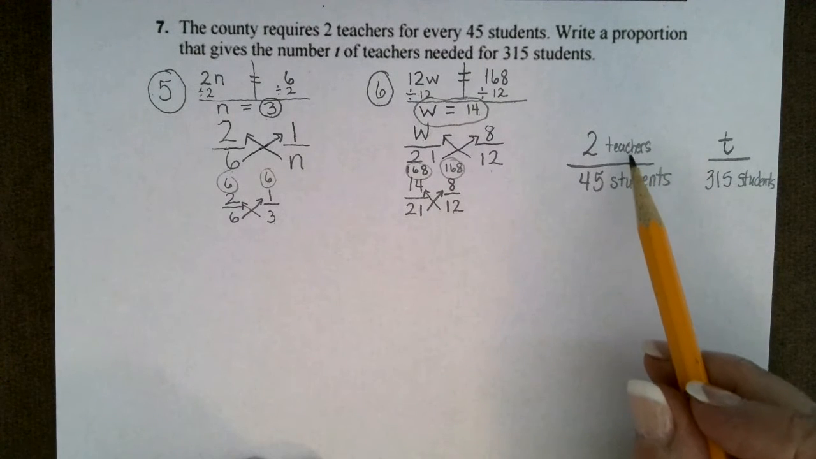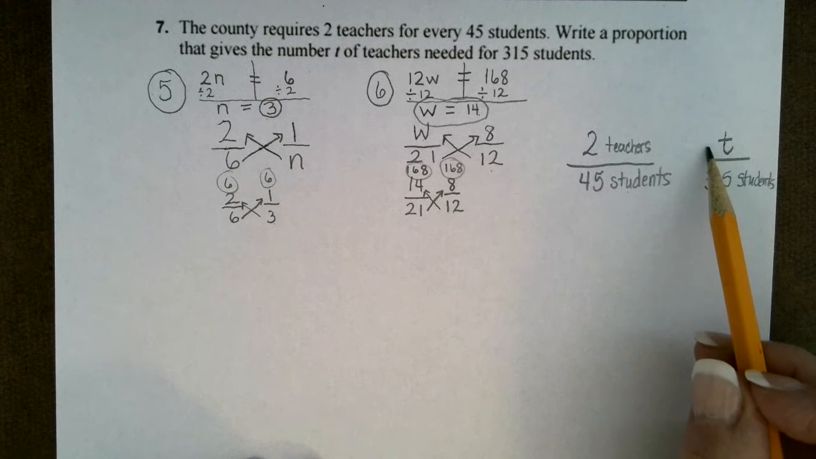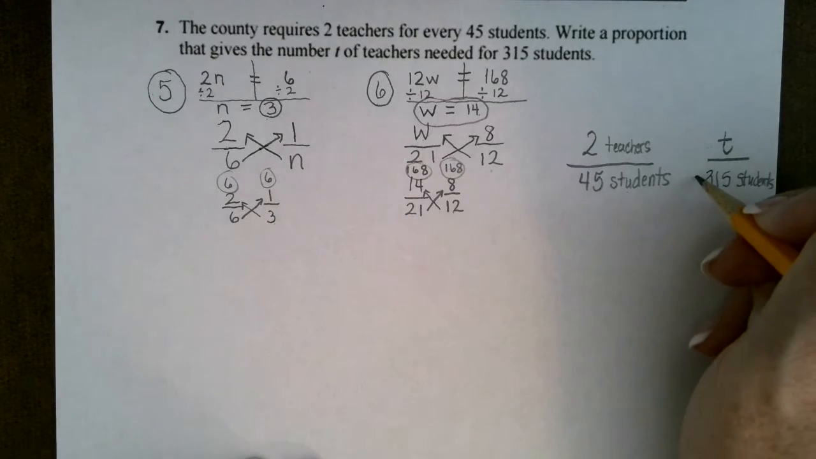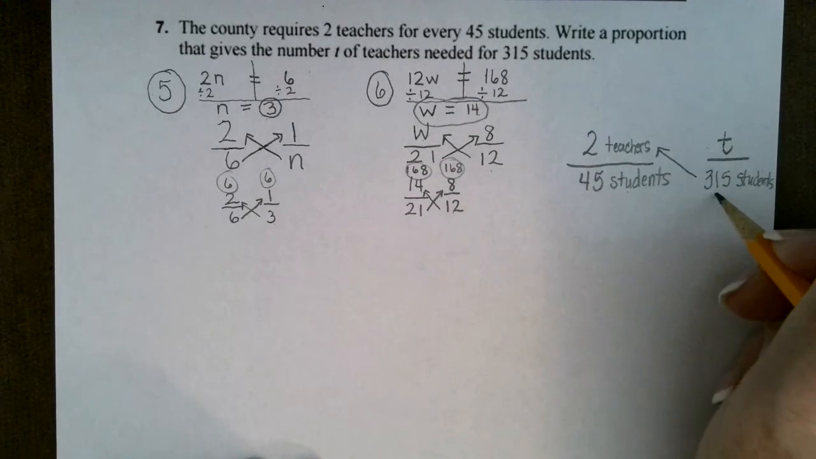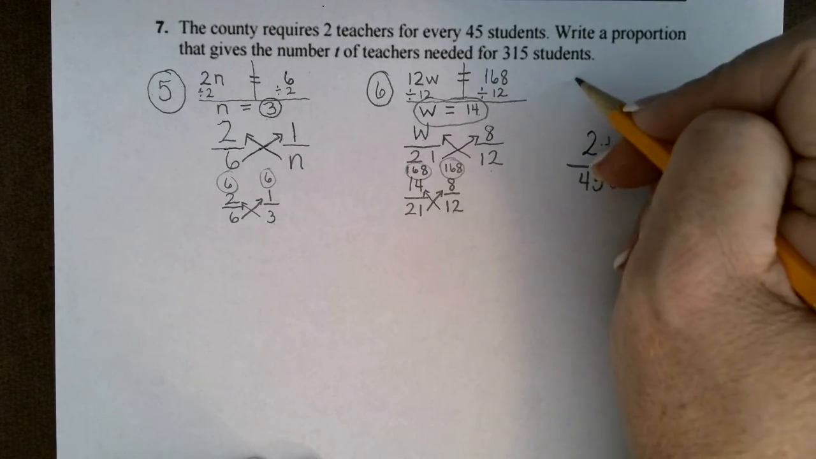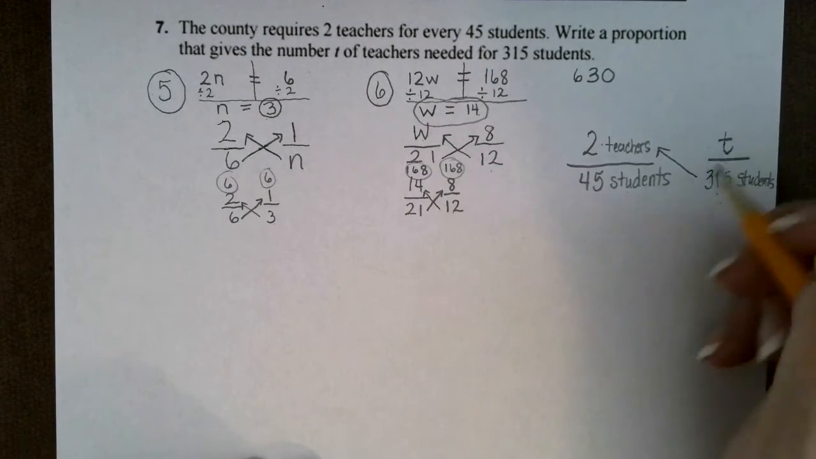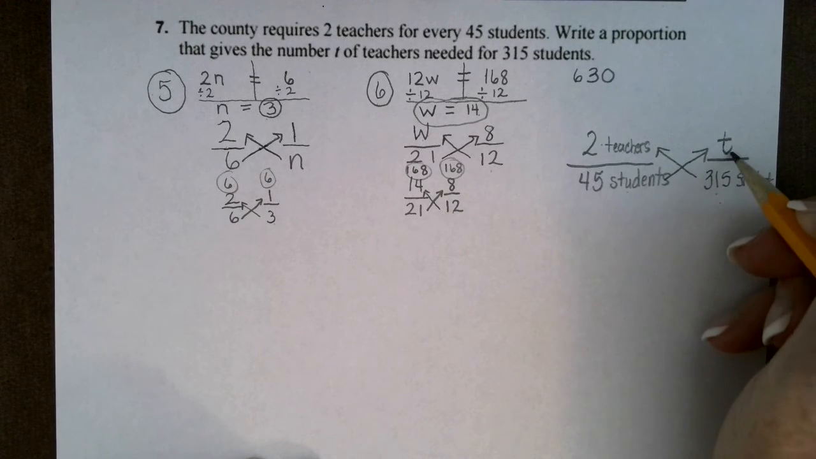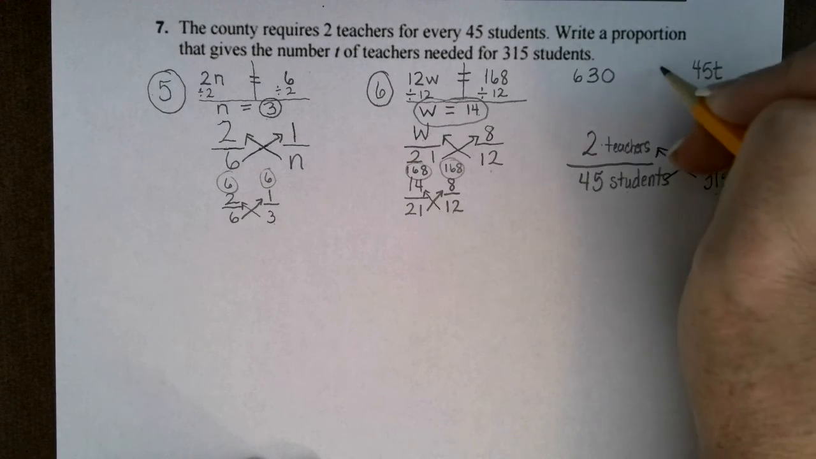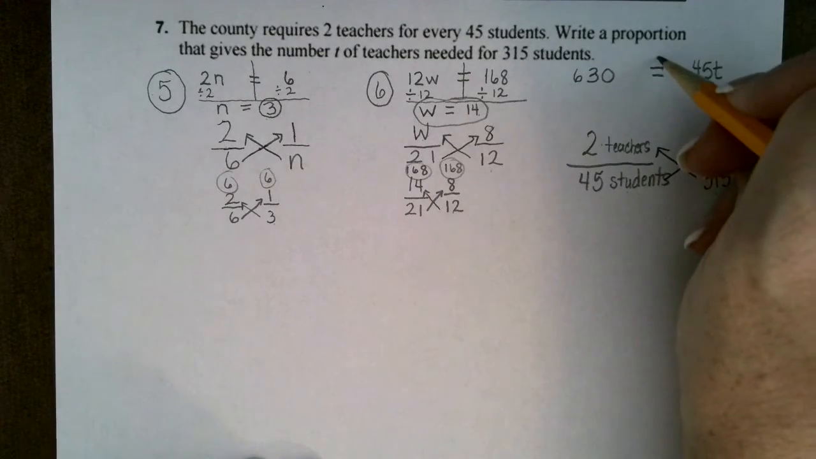So if I have teachers on top on this side and students on the bottom on this side, I have to have teachers on top on this side and students on the bottom on this side. So then I cross multiply. So I do 315 times 2, and 315 times 2 is 630. And then I multiply 45 times T, that's 45T. Those two things have to be equal if it's a proportion.